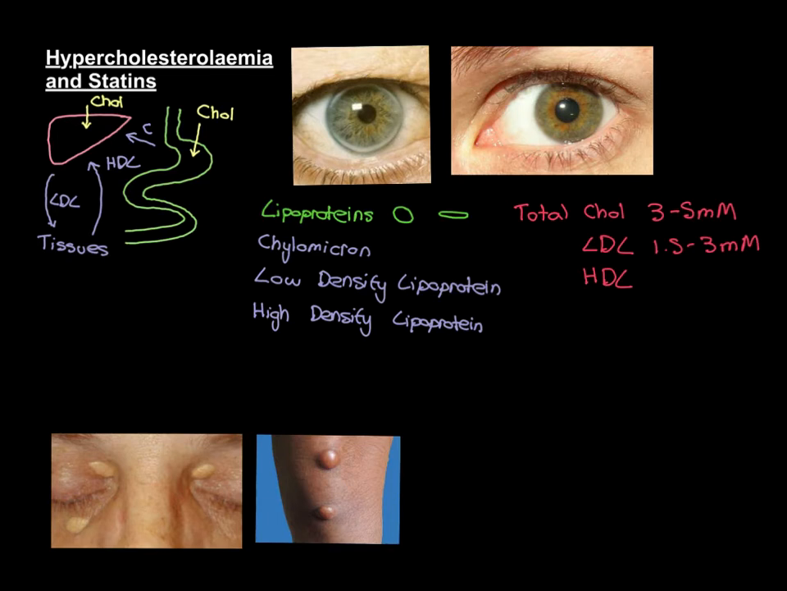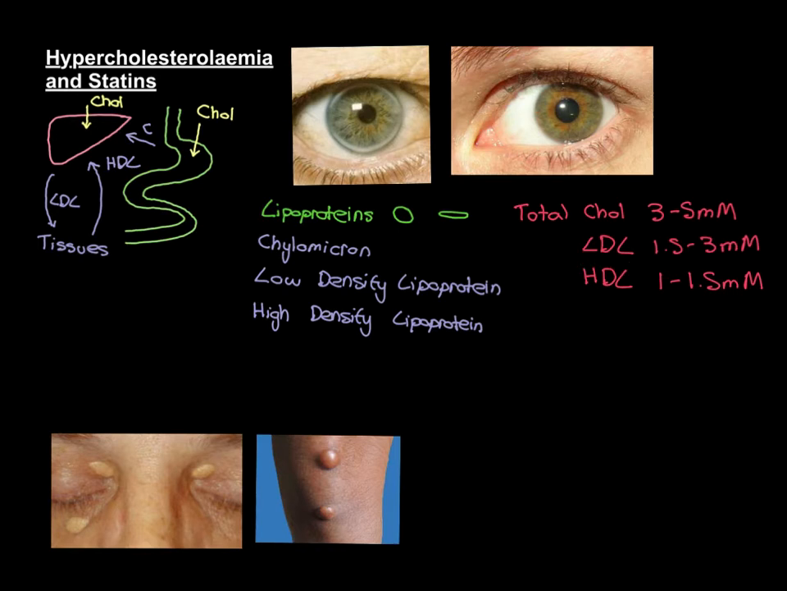Anyway, back to the normal range for HDL cholesterol. It is between 1 and 1.5 millimolar. So you usually have a lower concentration of HDL cholesterol compared to LDL cholesterol. So, those are the normal ranges then. In terms of the definition of hypercholesterolemia, we don't define it in terms of the specifics.